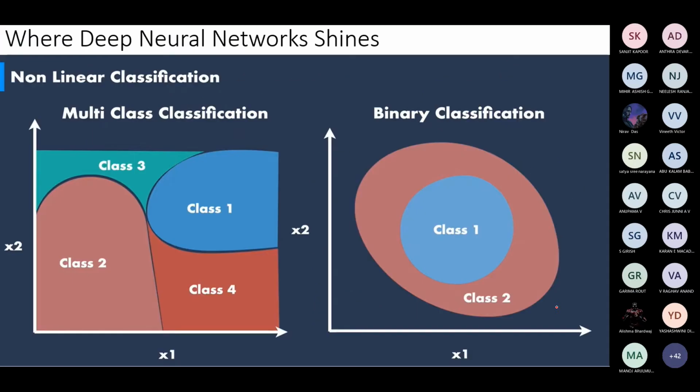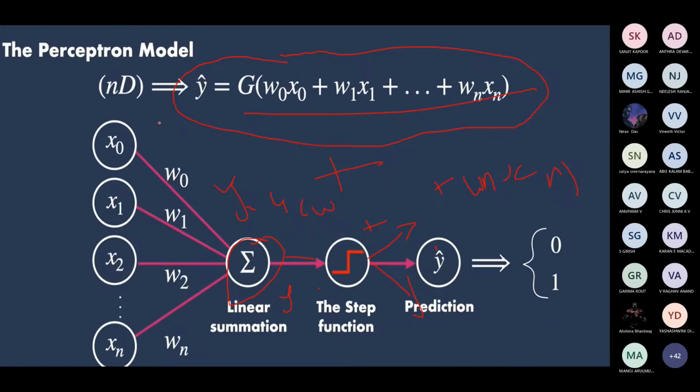This is where deep neural networks shine. Now if you want to classify a binary class, can I draw something like this, a layer, and try to segregate? Definitely no, I cannot do it. But if I have class 1, class 2, class 3, class 4, then how many single layer perceptrons do I need to have? Multiple layers of perceptrons. I need to have multiple perceptrons.